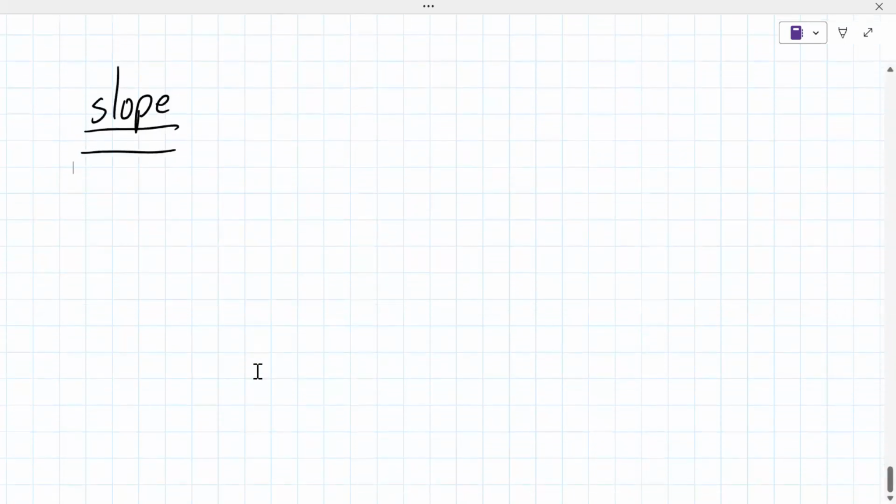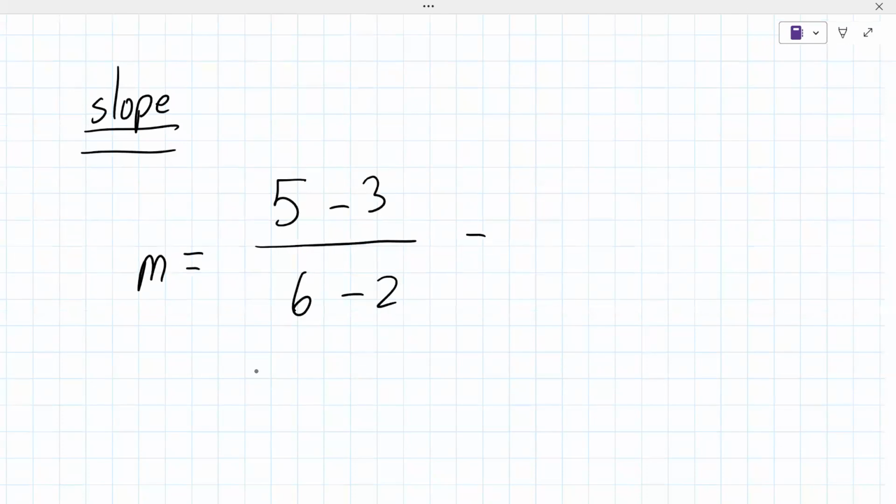Okay, so I think we did some slope stuff on one of our very first lessons. Does that sound right to you? We looked at some lines. I'm going to put some numbers in front of you. It's a lot like what we've been doing before. What is 5 minus 3 over 6 minus 2?